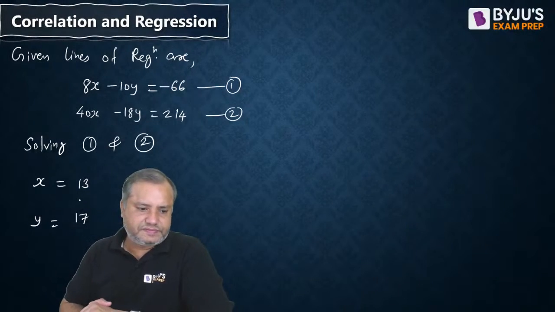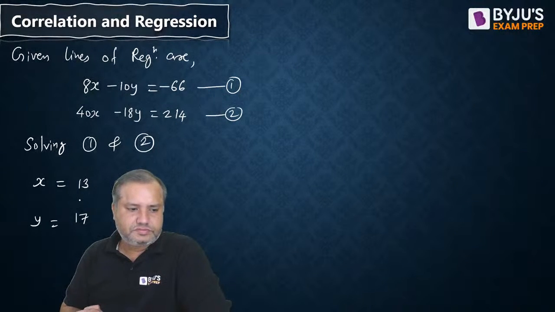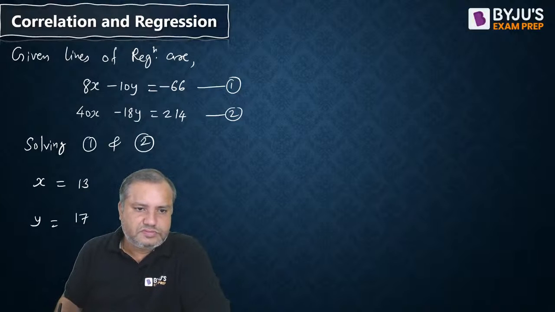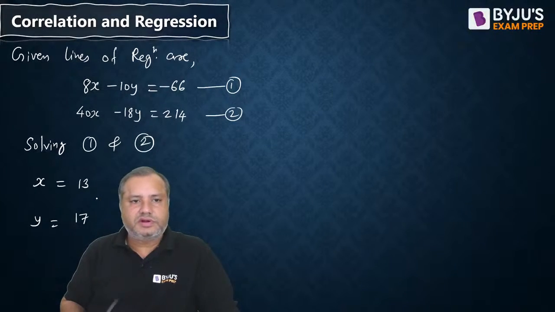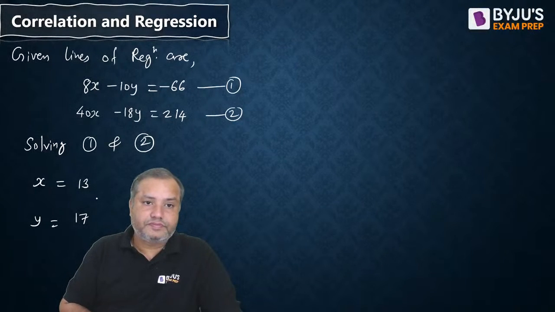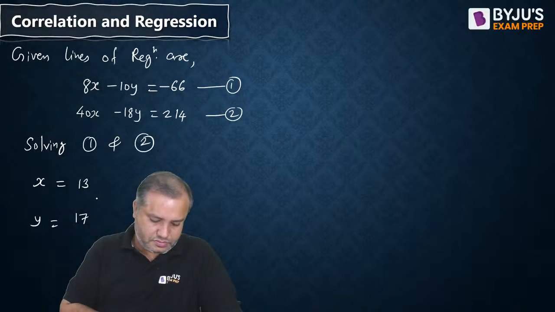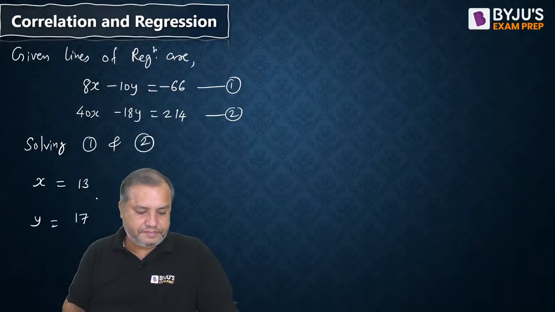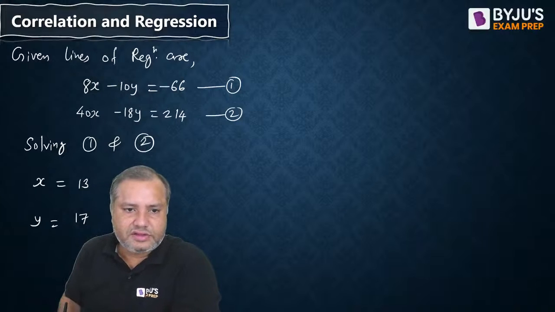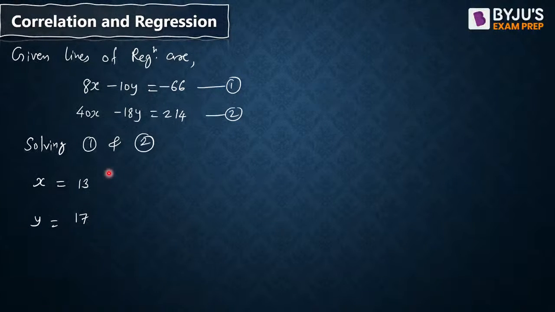Just respond with your answers. Thirteen into 8. So these values are the mean values of x and y. This is x bar, mean of x. This is y bar, which is mean of y.